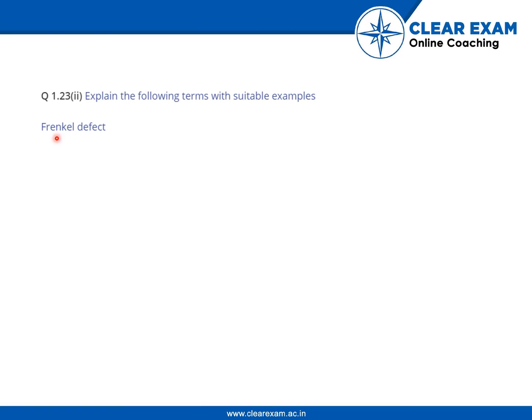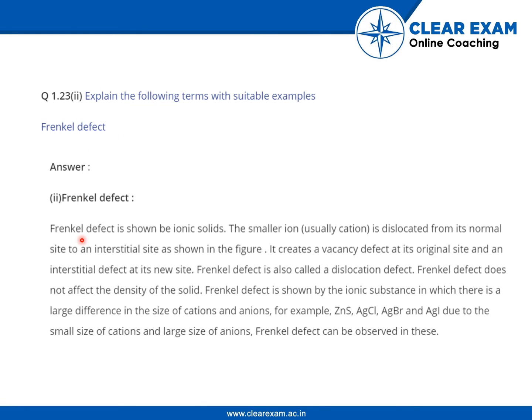Second is, what do you mean by Frenkel defect? Frenkel defect is shown by ionic solids. The smaller ion, usually the cation, is dislocated from its normal position to an interstitial site, as shown in the figure. It creates a vacancy defect at its original site and an interstitial defect at its new site. Frenkel defect is also called a dislocation defect. Frenkel defect does not affect the density of the solid.